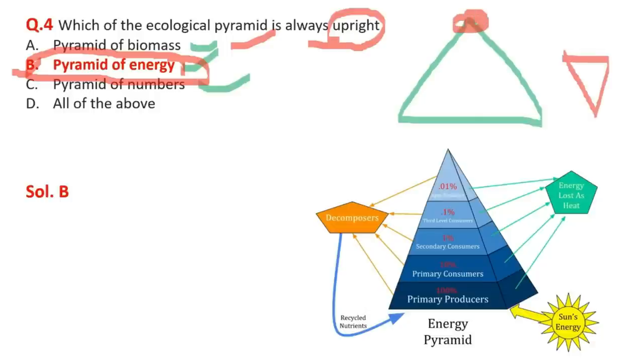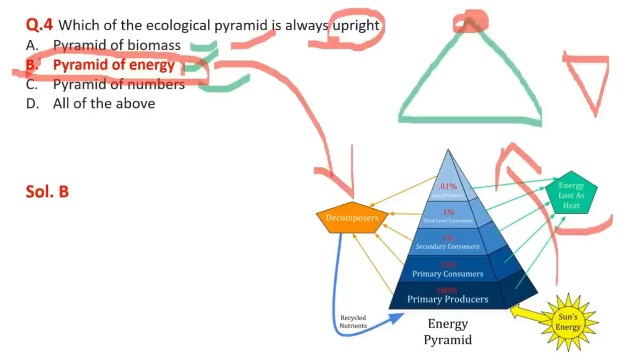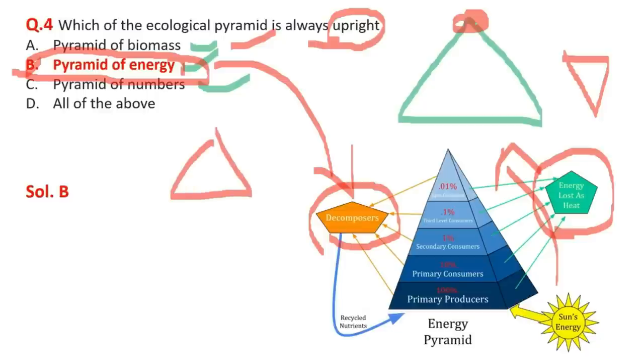So if you see here, this diagram will give you the explanation why the pyramid of energy is always upright. There are a lot of primary producers, which are consumed by primary consumers, again by secondary consumers. As we go to the top level, the energy starts reducing. Whichever type of ecosystem you take, the energy will reduce, because a lot of energy is lost in the form of heat, and a lot of energy also gets decomposed. So that's why remember, pyramid of energy is always upright.